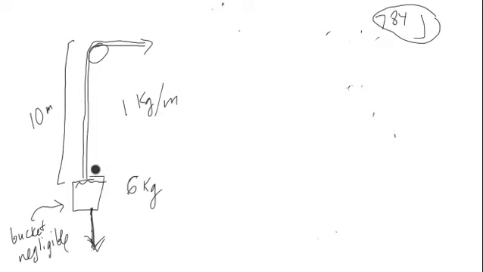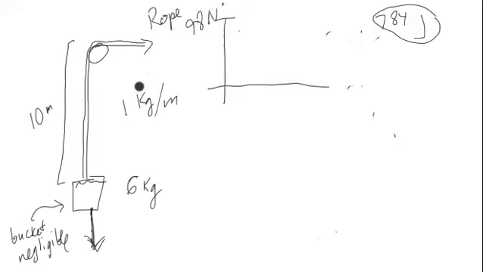So let's just think about how much work it takes for the rope to move up. Well, first of all, think about what work is. It's the area under a force curve. Now the force at the beginning is what? Well, it's 10 meters and 1 kilogram per meter. So that's 10 kilograms times 9.8 would be 98 newtons. So this is the rope. The rope starts out at 98 newtons.